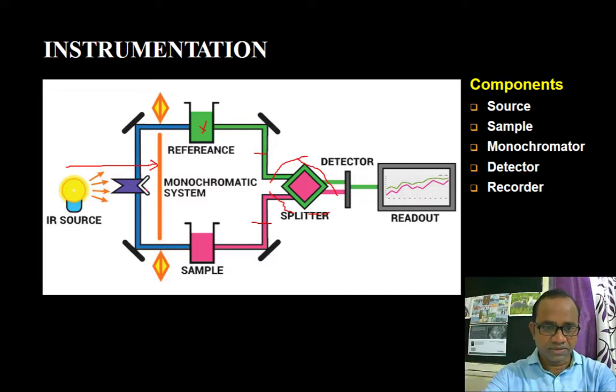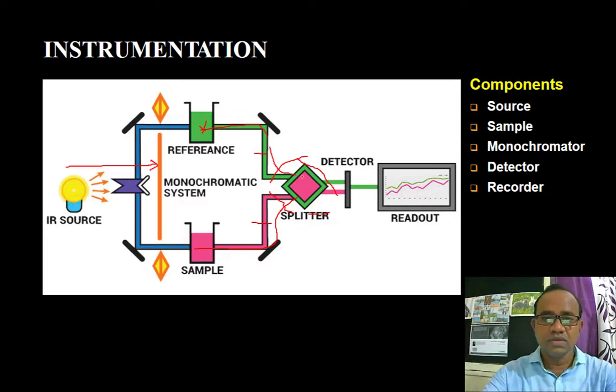So the light travels through the sample, then it reaches the splitter. Light travels from the reference, then it reaches the splitter. Now this splitter actually allows the light coming either from the sample or from the reference. So when the sample light is coming through the splitter, it can reach the detector. In that case, it blocks the light coming from the reference.